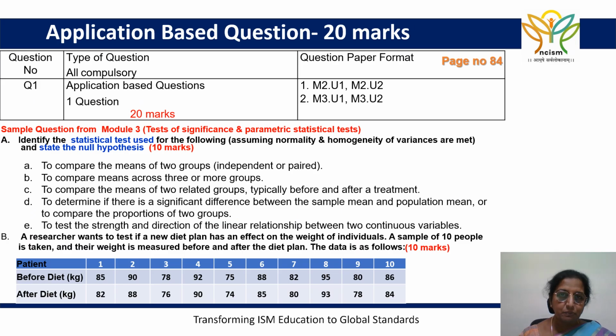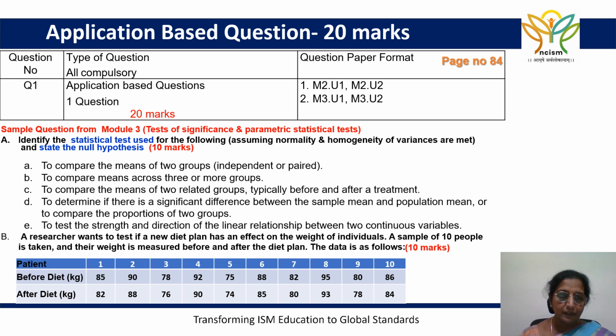Coming to the application-based question, it carries 20 marks and it should be from Module 1, Unit 1, Unit 2 or Module 3, Unit 1, Unit 2. This is a view from page number 84 of the syllabus. It carries 20 marks. Here you can see a sample question from Module 3. The broad title is Test of Significance and Parametric Statistical Test.